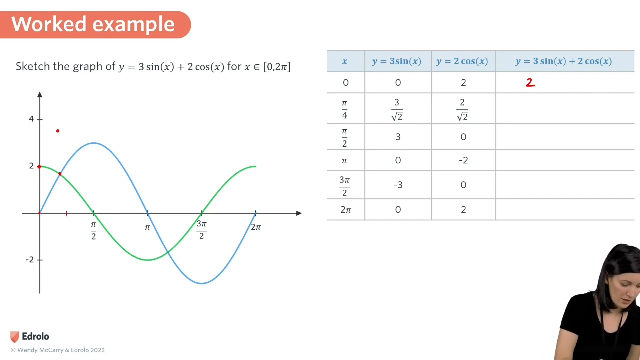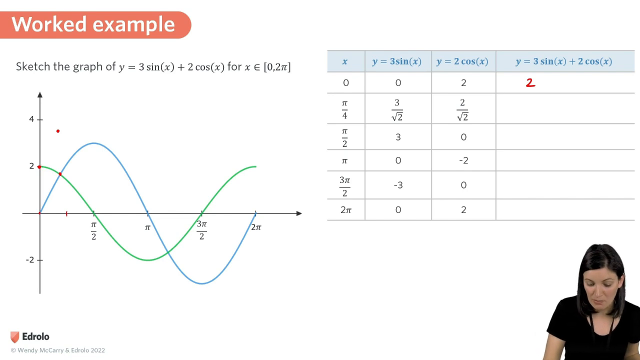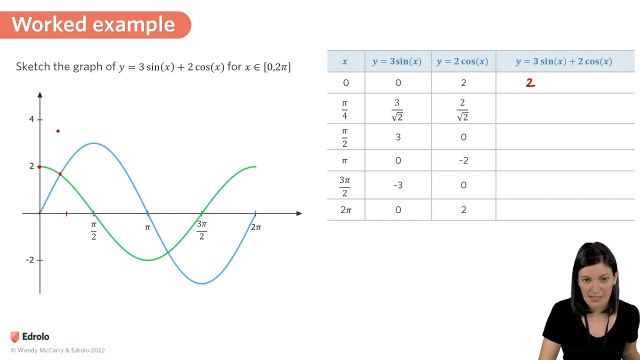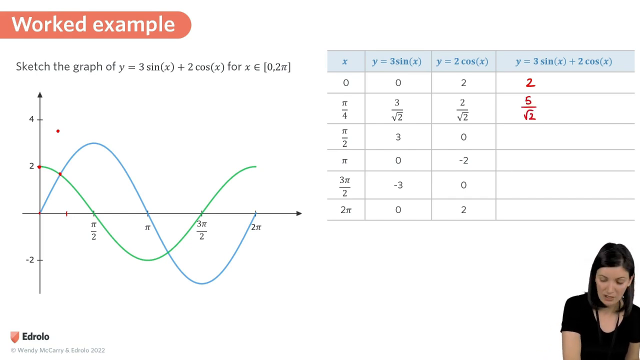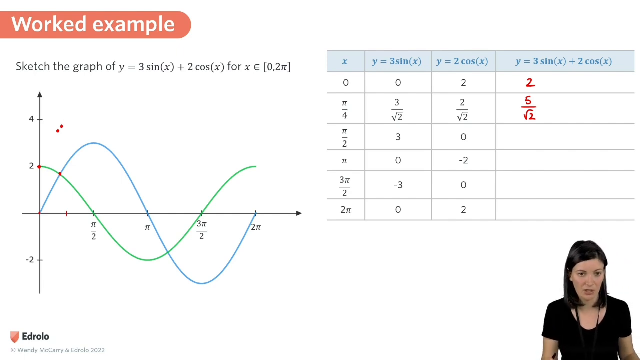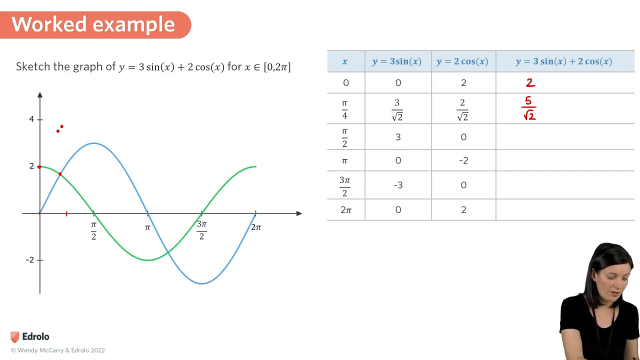Pi on 4 might be a little bit over to the right. But at pi on 4, y equals 3 sine x is 3 over root 2, and y equals 2 cos x would be 2 over root 2. So at that point here, you get the point 5 on root 2. So you might have 5 divided by root 2. So 5 divided by about 1, it's probably going to be somewhere very close to this point, just above there.